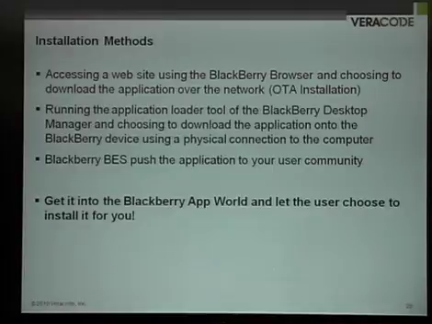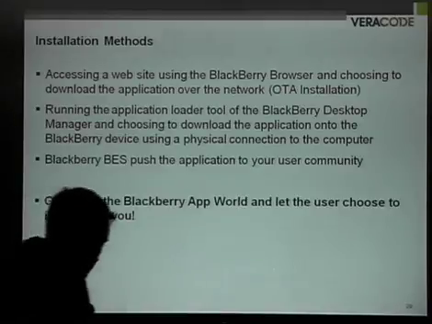So installation methods were not necessarily something I was researching as far as trying to exploit the device or anything like that. That wasn't my goal. That being said, we should talk about them. Common installation methods for applications in general are accessing a website using the Blackberry browser and doing an OTA over-the-air installation of the application by using the JAD file. Running the application loader tool at the Blackberry desktop and pushing it from the actual PC itself to the device. You can do a Blackberry BES push of the application to the user community.